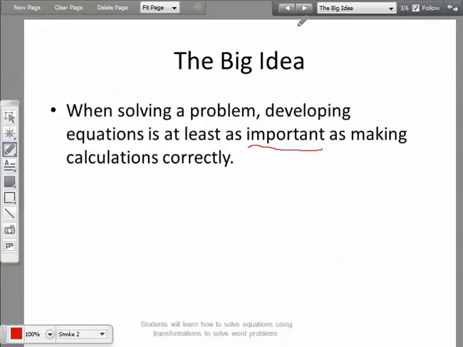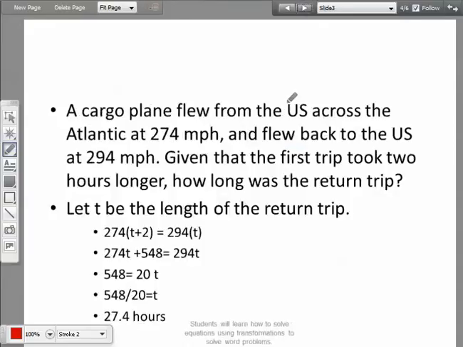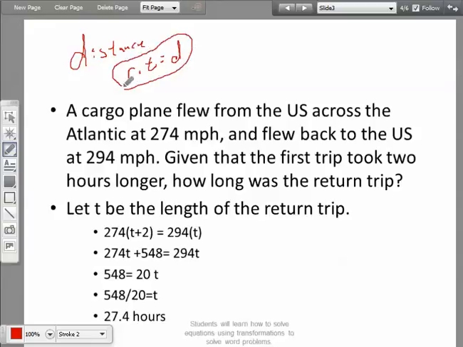So, what I'm going to do here today is show you how to set up a few of these word problems. This type of problem here is called a distance problem because you're using a very simple formula. You're using the rate times the time is equal to a distance. This formula right here is what I'm going to use.